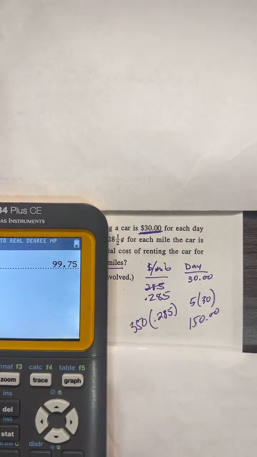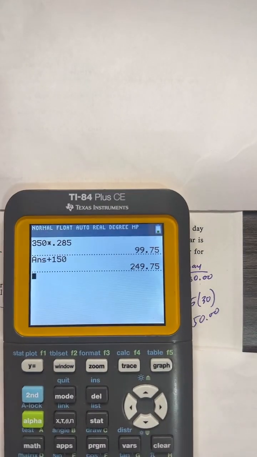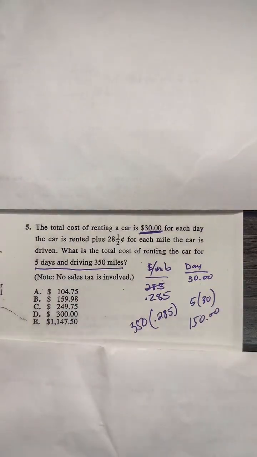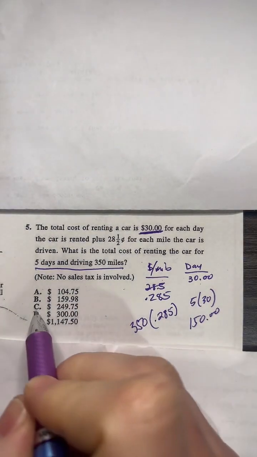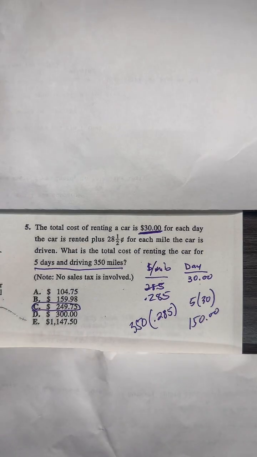So what I'm going to have to do is add the 150. And then I get 249.75. 249.75, letter C. Okay, did everybody get it right?